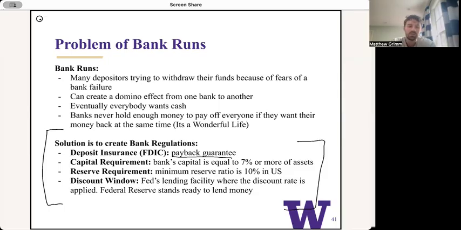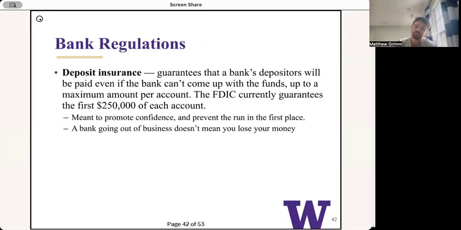Okay. So then, if it's not FDIC payback guaranteed, this means that I started a savings account 10 years ago, I go to collect my money, and now my money's not there. So I lose all my money. It's a terrible thing. We don't want this to happen. So we have a bunch of regulations in place to make sure this doesn't happen.